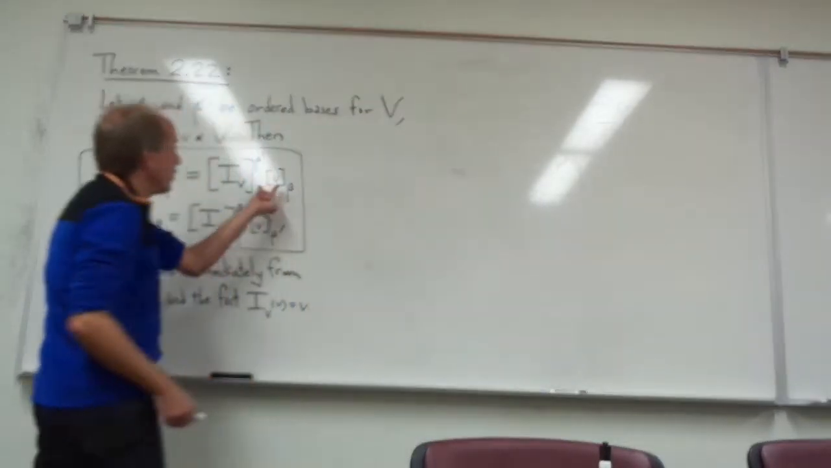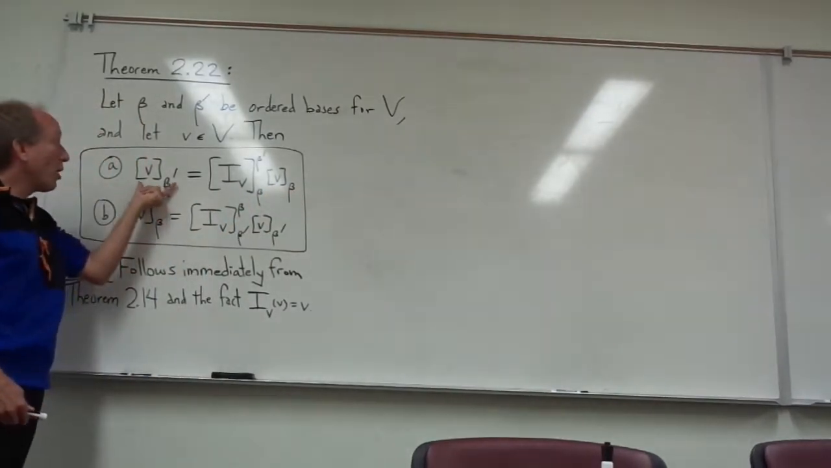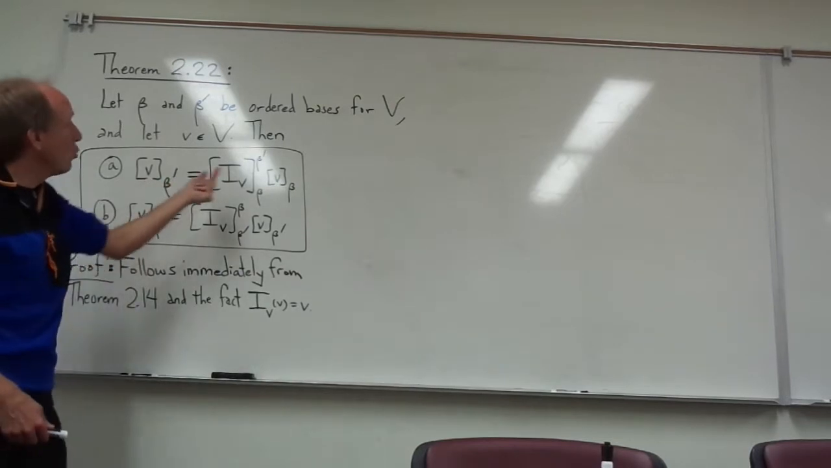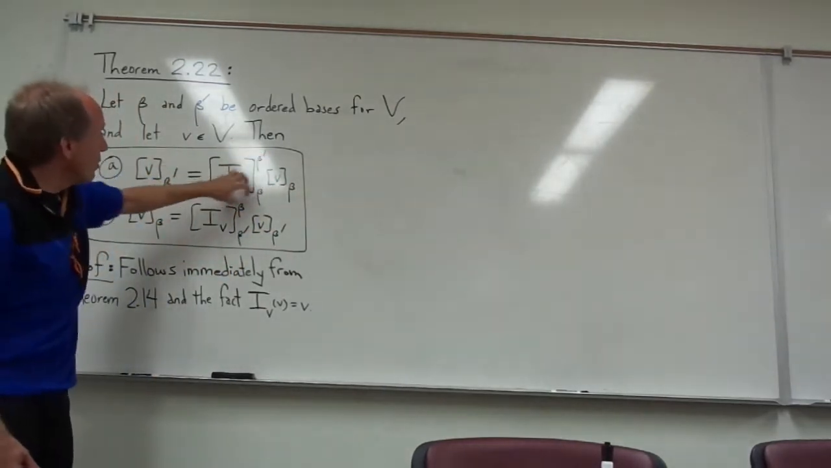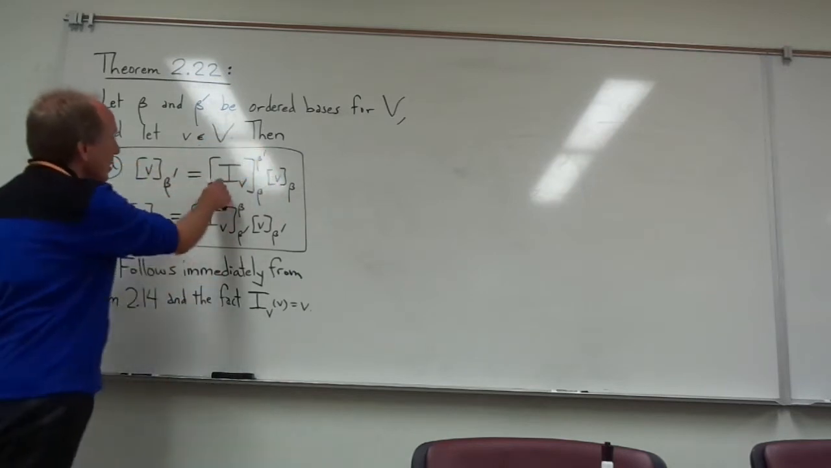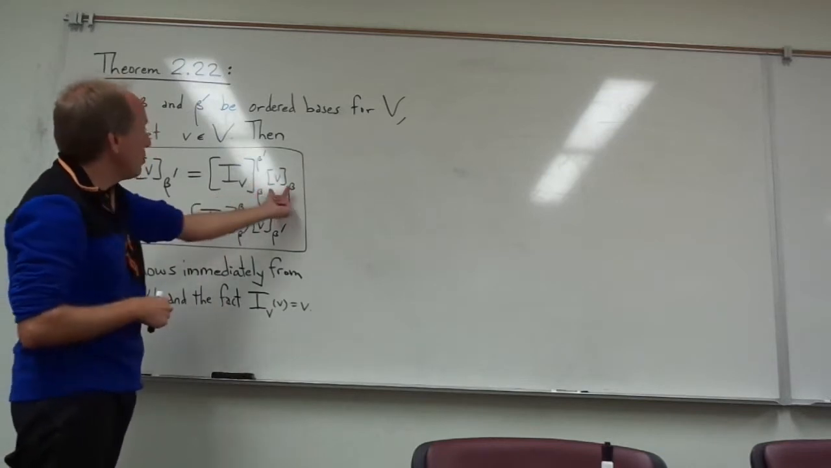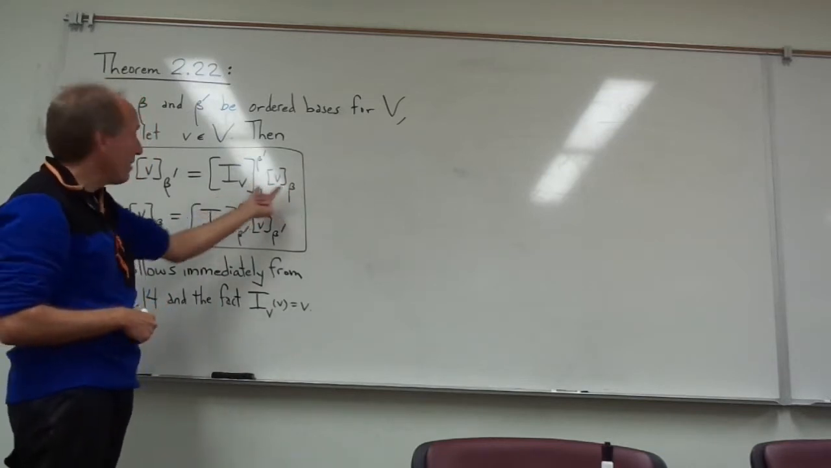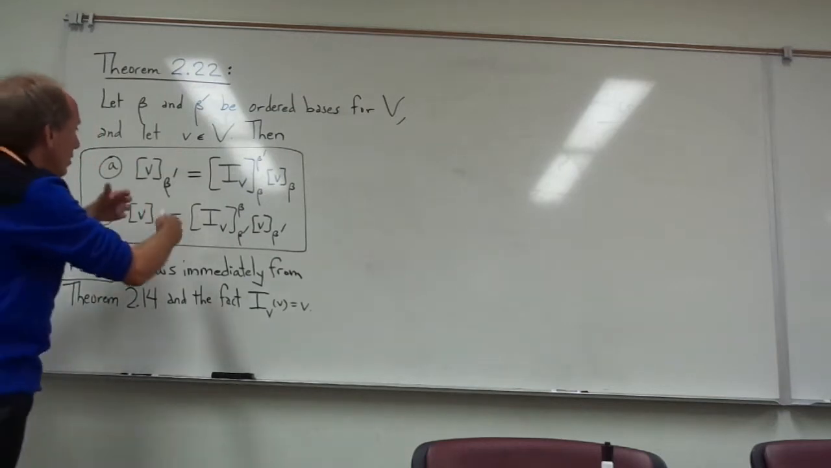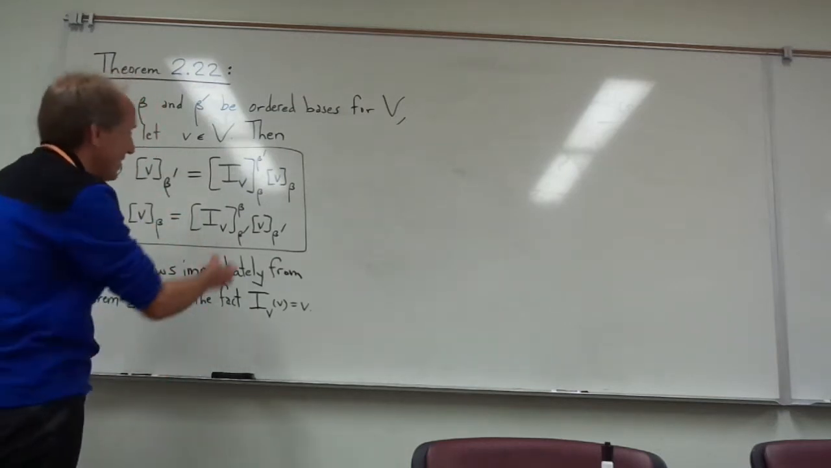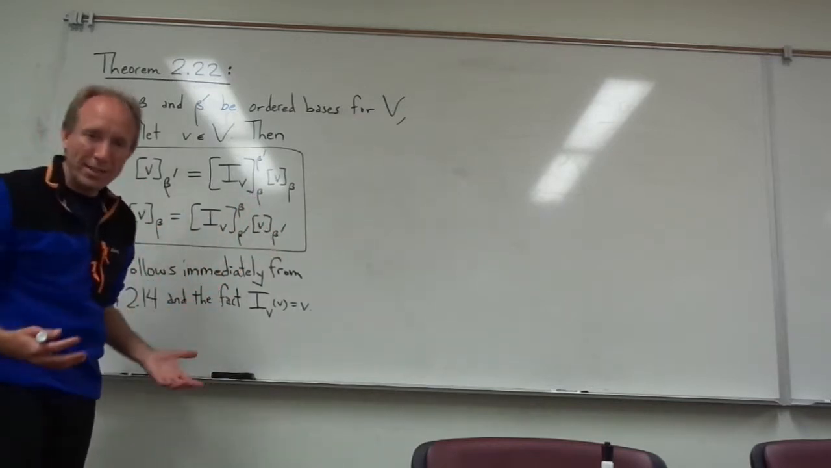So the coordinate vector of V relative to beta is here, and relative to beta prime is over here. And the way you go from one to the other is through this matrix right here, I sub V from beta to beta prime. Okay, so this allows you to take the beta coordinates and rewrite them in terms of beta prime. Of course, we can reverse the whole process and take beta prime coordinates and rewrite them in terms of beta in just the same way.